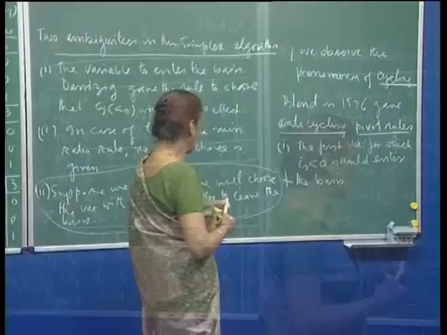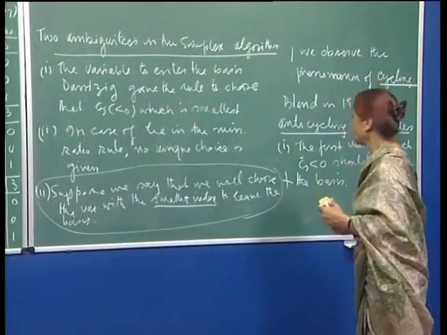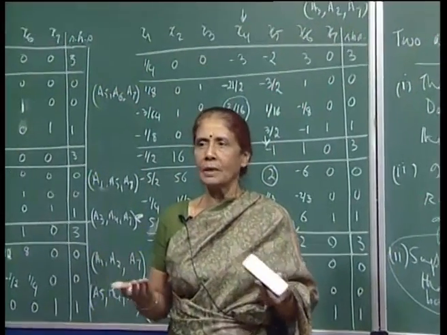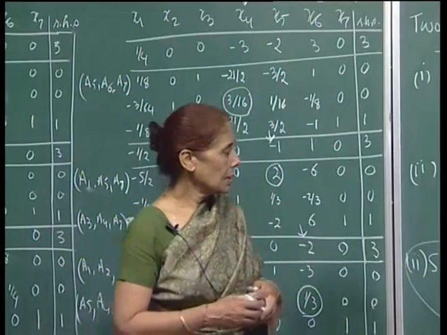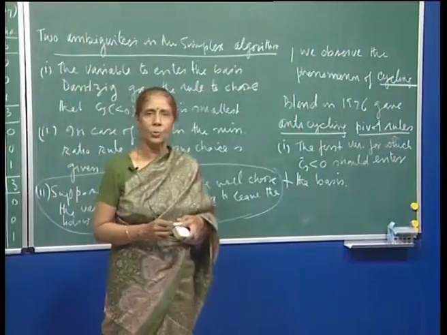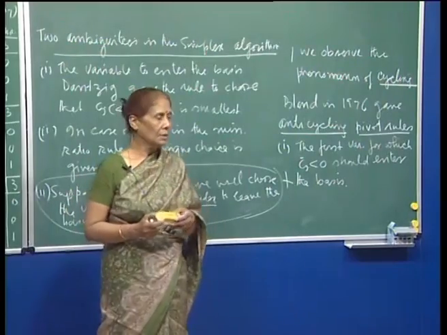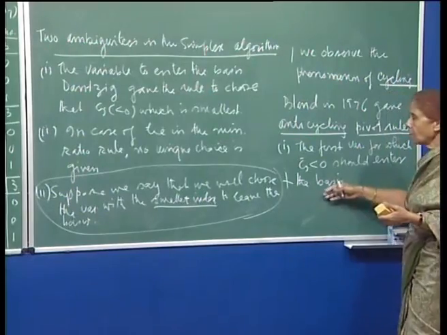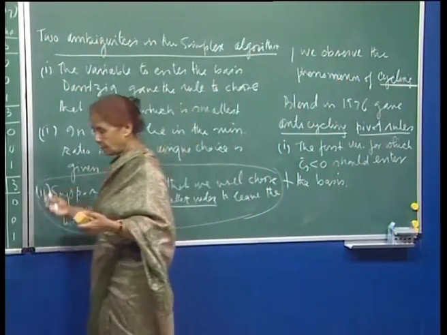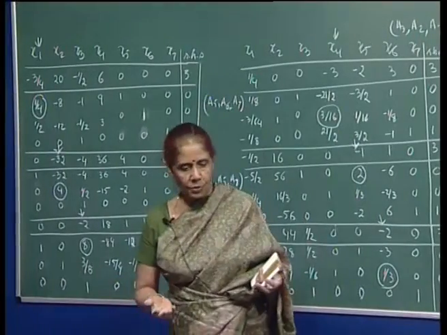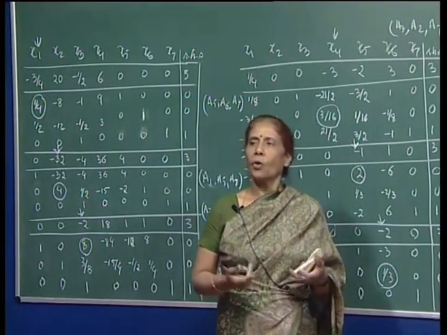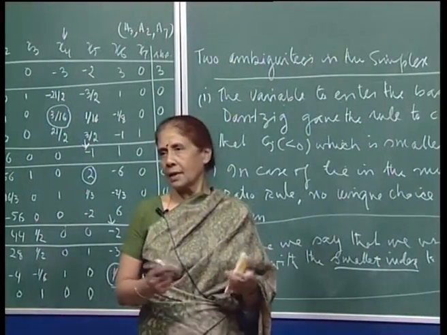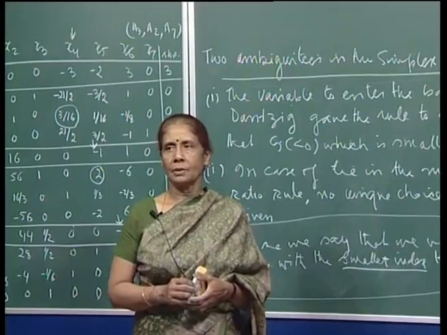So this was Bland's anti-cycling rule, and it proved very effective because now all the programs that are written for solving linear programming problems on the computers incorporate Bland's rule, because it makes sure that you will not cycle, and therefore at the end of the algorithm either you will obtain an optimal solution, or the algorithm will tell you that there is a direction present and the problem is unbounded.